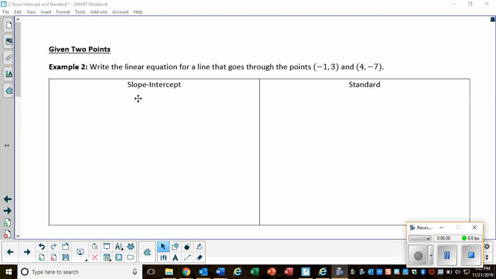So now we're going to do this given 2 points. For slope-intercept, we need a slope and a y-intercept. So, we weren't given either of them. Luckily, we were given 2 points, so we can use that to find it. So the very first thing I'm going to do is find my slope.